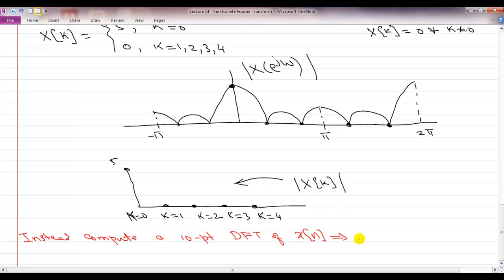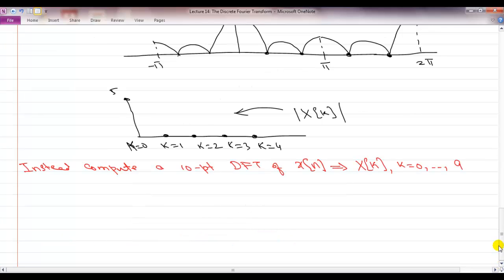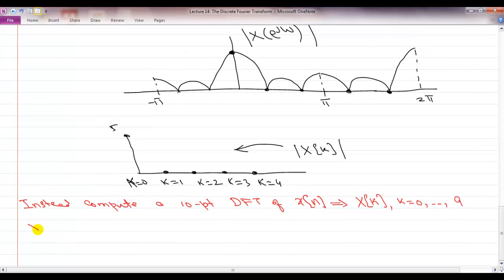That means that X of k is from k equal to 0 up to 9, and each X of k sample is now equal to X of e to the j omega, with little omega equal to 2 pi k over 10. Okay. So now you are finely dividing. Previously you were taking samples every 2 pi over 5. Now you are taking samples every 2 pi over 10 radians. So if you did that, what would you get?